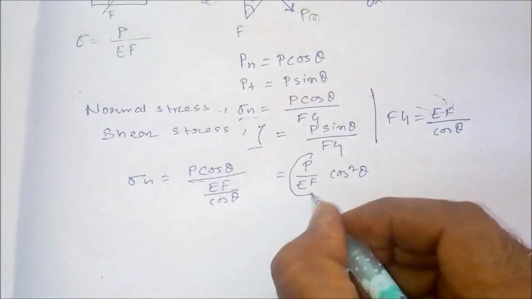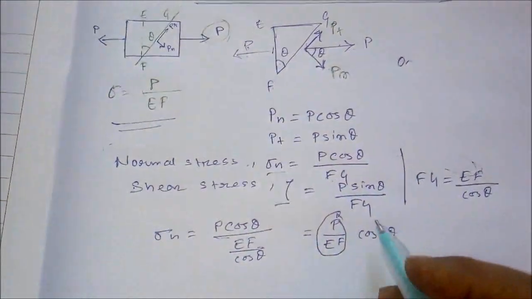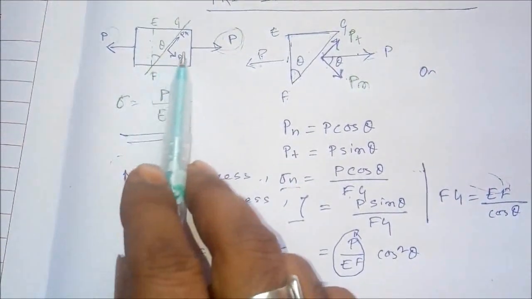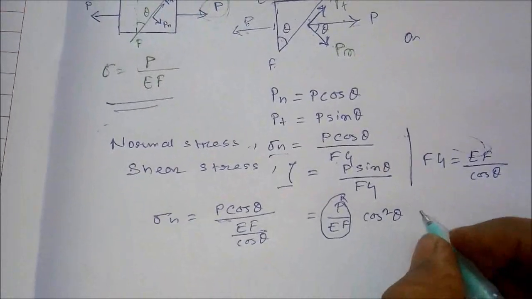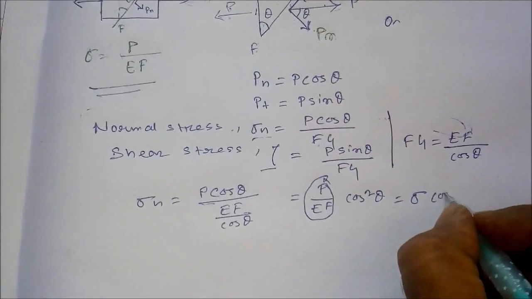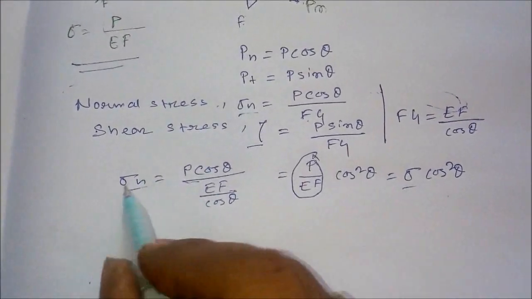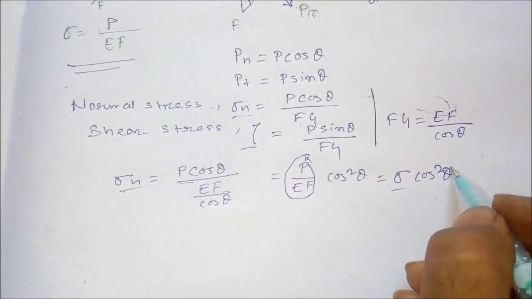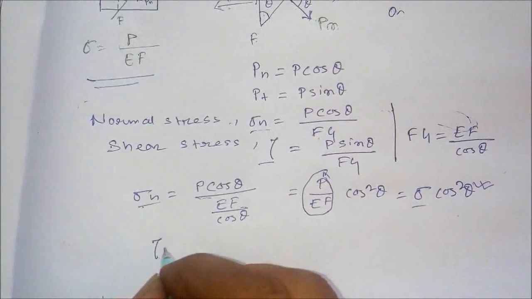Now, what is P by EF? P by EF, we already know, is the sigma value. If we cut the cross section, then at the cross section the direct stress will be sigma, so we can put the value of sigma over there and we get sigma cos square theta. So the relation between sigma and sigma n is this, if the plane is having theta angle with the cross section, right?